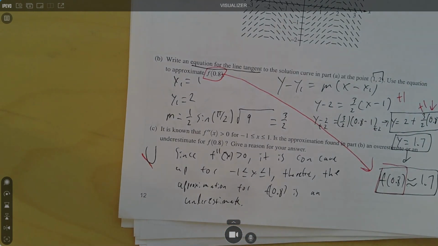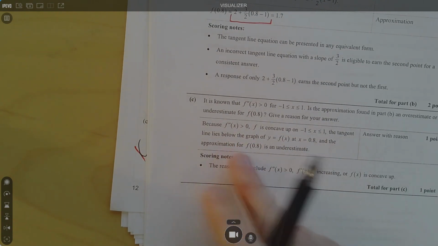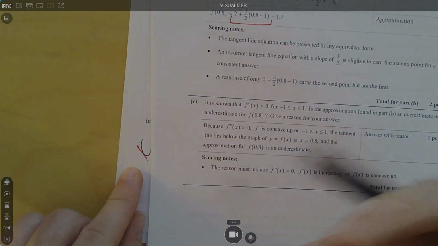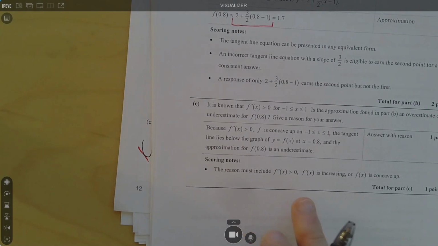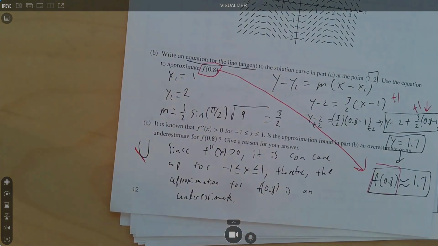Okay, and if we look at the answer key there, it's the same thing. Because it's greater than 0, it's concave up. The tangent line lies below the graph, as we drew out here. The drawing is not your evidence. That's not justification. You have to say it. The tangent line lies below the graph at x equals 0.8, and the approximation is an underestimate. So you must mention that it's concave up. It's important. Okay. All right.